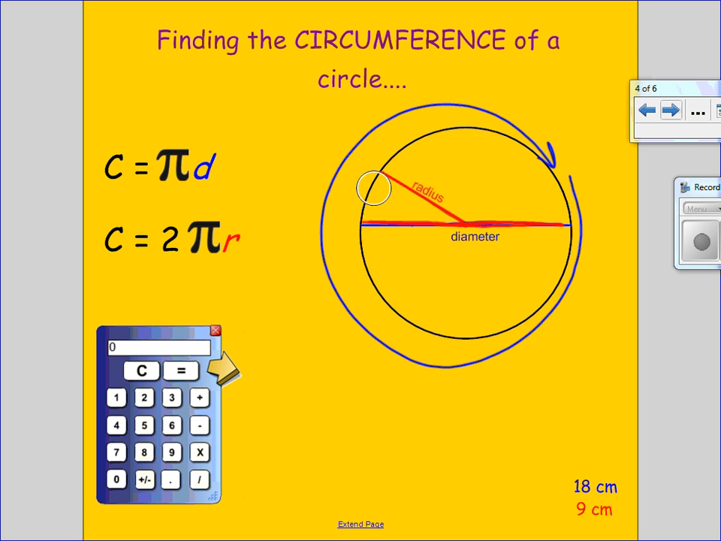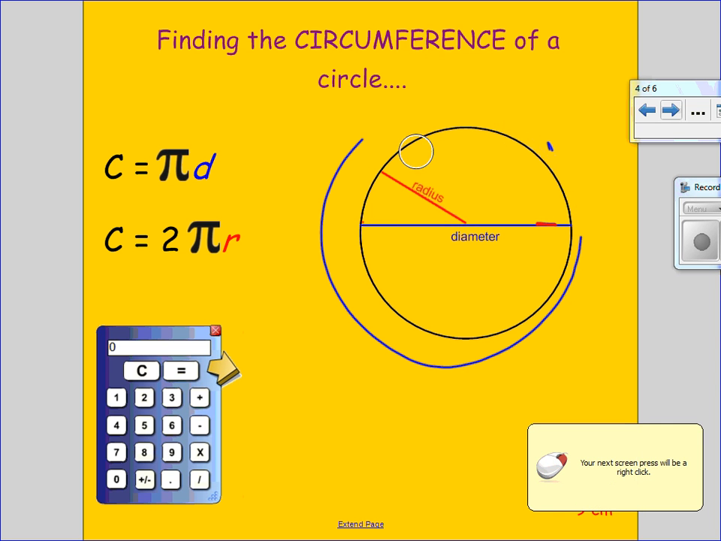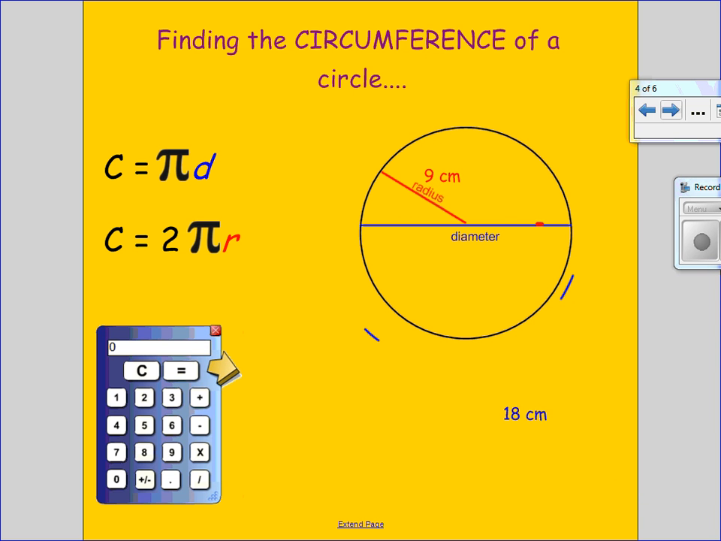Okay, so let's say we have a radius of 9 centimeters, and we have a diameter of 18 centimeters. Let's start with the radius of 9. If the problem gives us the radius, we're going to use this formula. Or we double our radius and we use this formula. You could choose to do that because we know double 9 is 18 for our diameter.